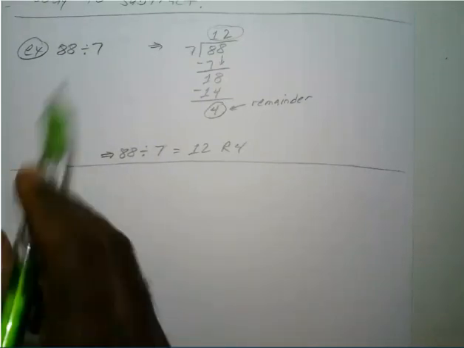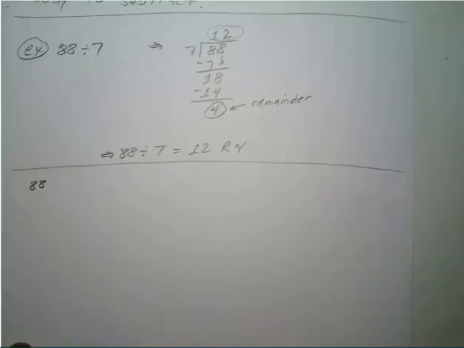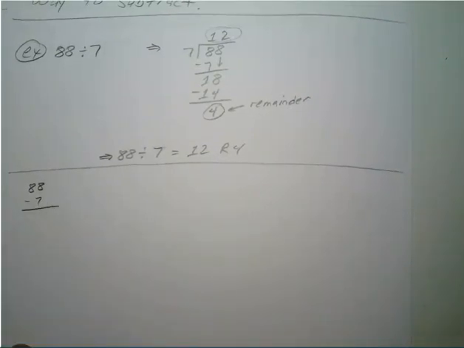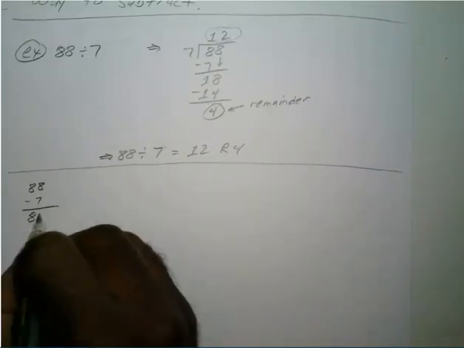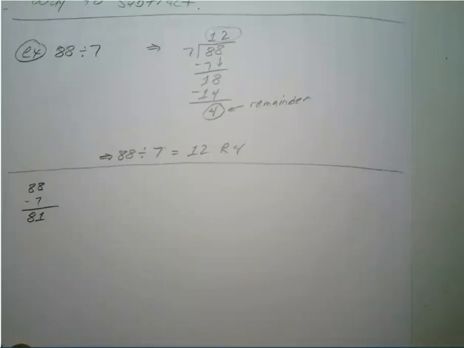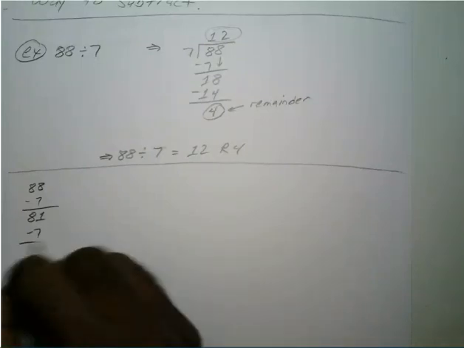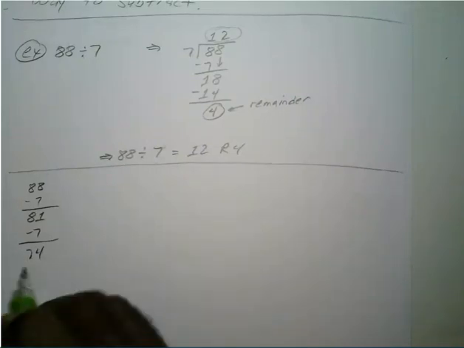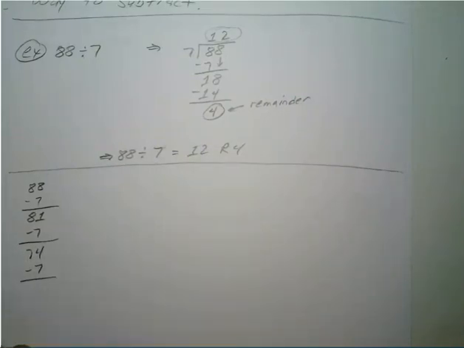So what if we have 88? So we have 88 divided by 7. Okay. So what if we subtract 7 from 88? 88 minus 7 is 81. Okay. What if we subtract 7 from that again? 81 minus 7 is 74. What if we subtract 7 again? Okay. 74 minus 7 is 67. What if we subtract 7 again? 67 minus 7 is 60.